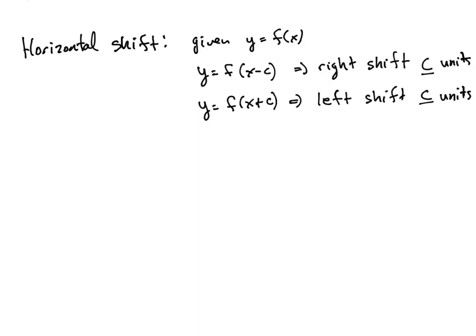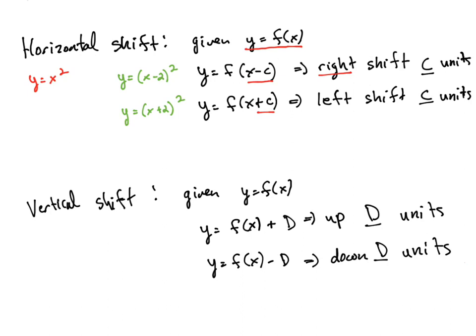So there are a series of different types of transformations. We could have a horizontal shift. So for a horizontal shift, if we are given function y equals f of x, if we have y equals f of x minus c, that is a right shift. If we have y equals f of x plus c, that's a left shift. And that c is just telling us how many units, either to the left or to the right, we are moving. So an example of this, let's say I had y equals x squared. If I had y equals (x minus 2) squared, that's going to be a shift right 2 units. If we had y equals (x plus 2) squared, that's going to be a shift left 2 units.